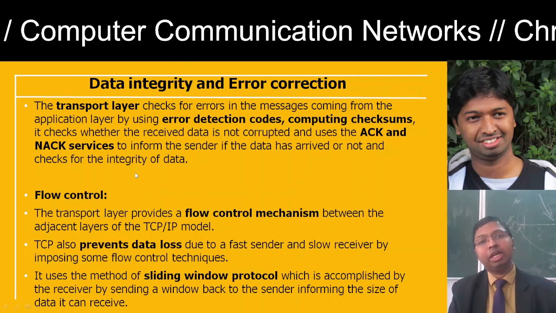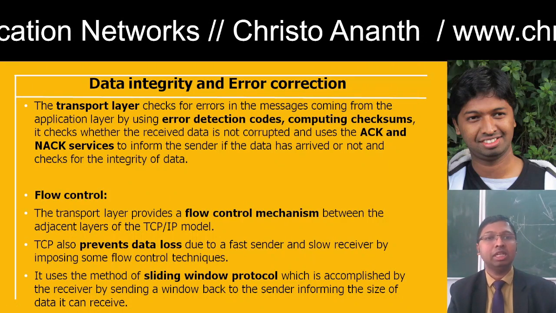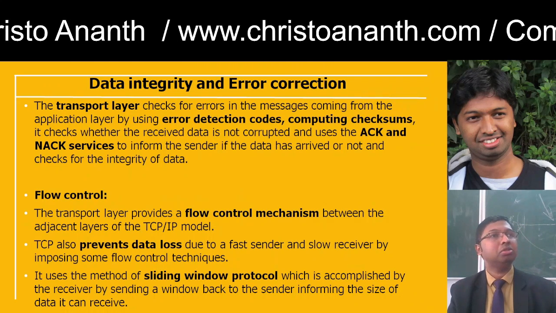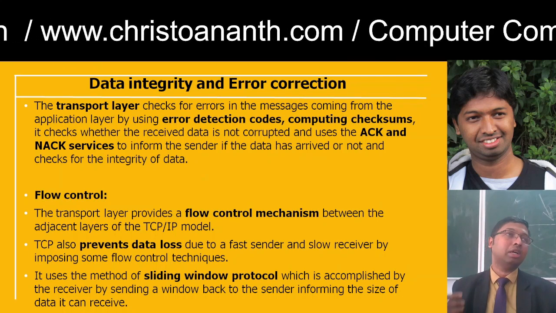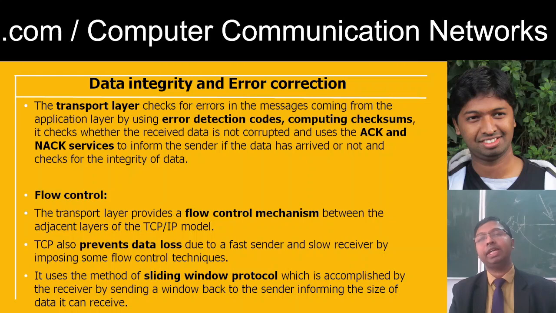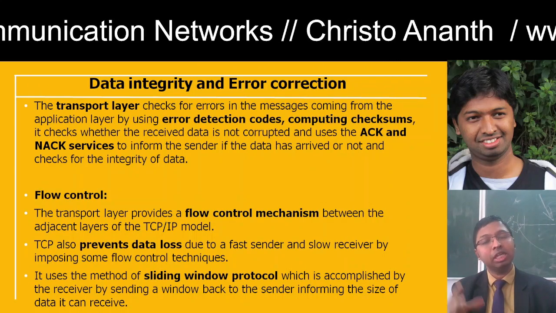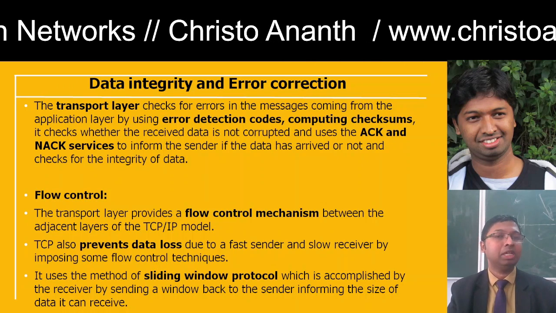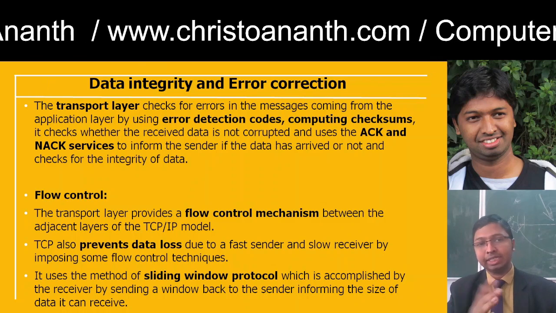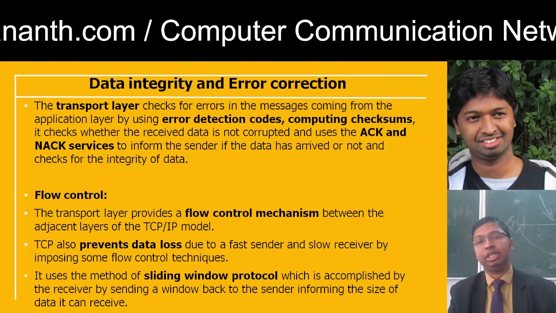Here the transport layer will be checking for any errors occurring within the messages being transmitted across the application layer. Using error detection codes, you can compute checksums and check whether the received data is corrupted or not. If it is not corrupted, it will use acknowledgement as well as negative acknowledgement services to inform the sender whether the data has arrived or not, and it checks for the integrity of data.